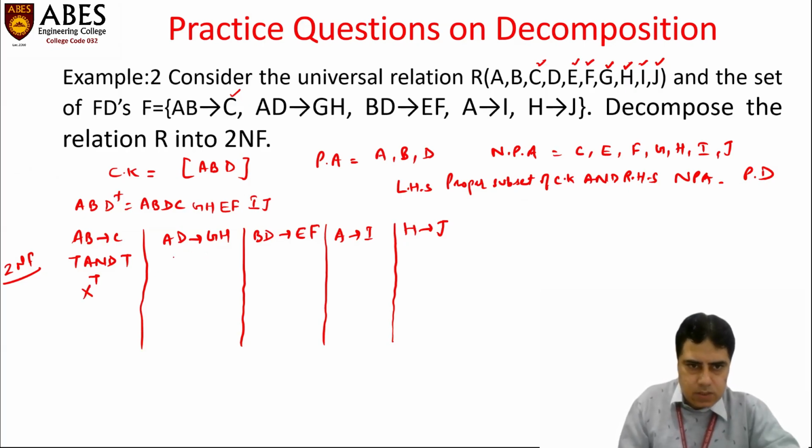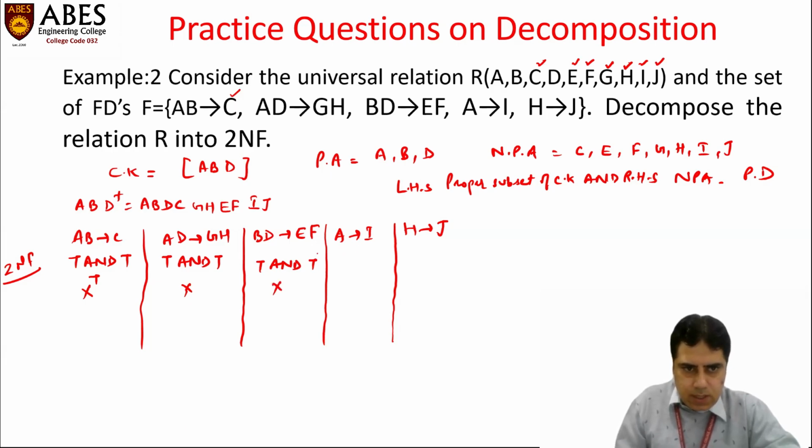Now AD determines GH. AD is true, and G and H both are non-prime attributes. This is true. So this is also not in 2NF. BD determines EF. This is true, and E and F both are non-prime attributes. So this is not in 2NF.